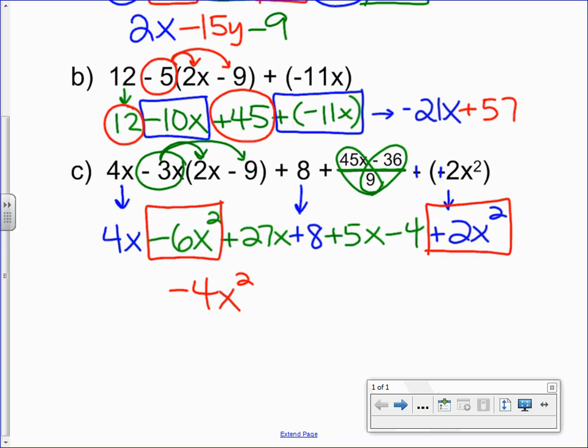Now I'm going to do my x's. I have a 4x, a positive 27x, and a positive 5x. If I combine those, 4 plus 27 is 31, plus 5 is 36. So I get a positive 36x. Lastly, I have a positive 8 and a negative 4. If I combine those, I get a plus 4.